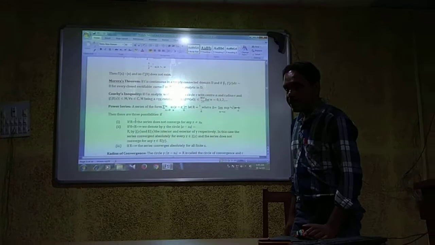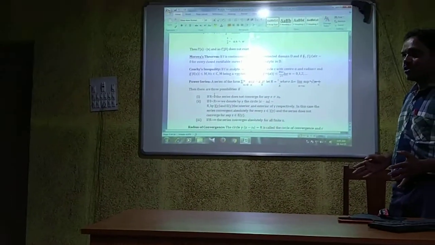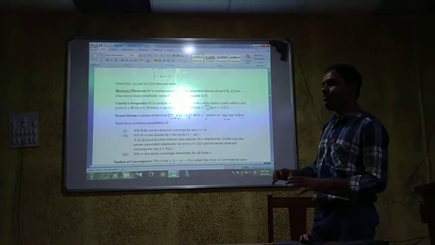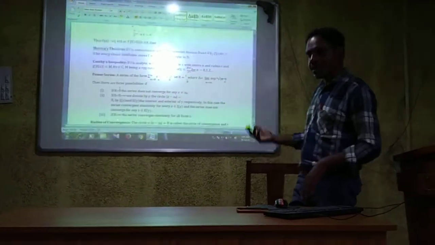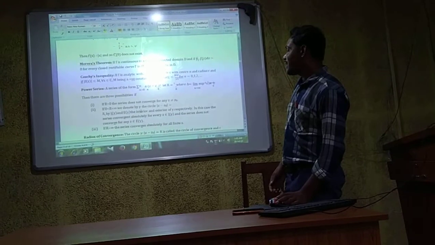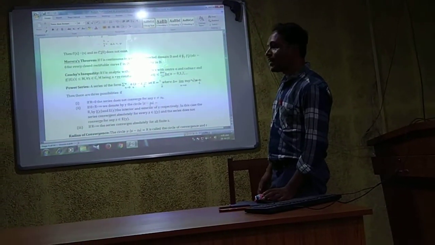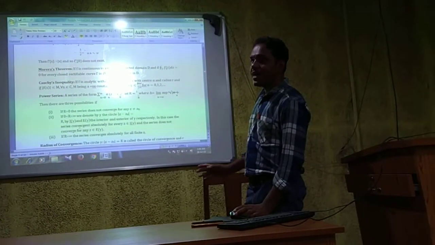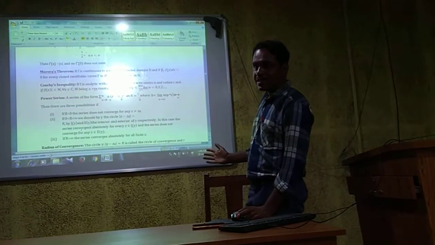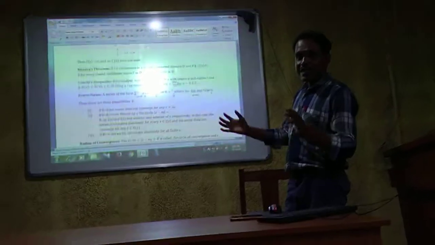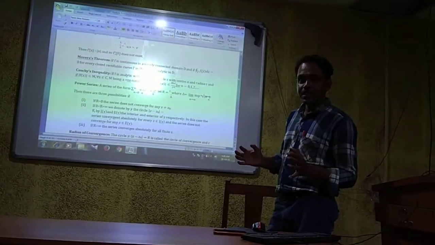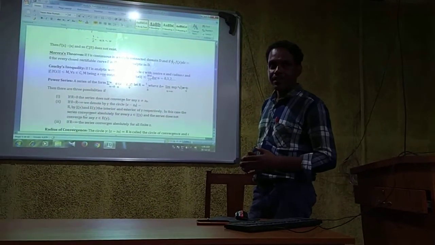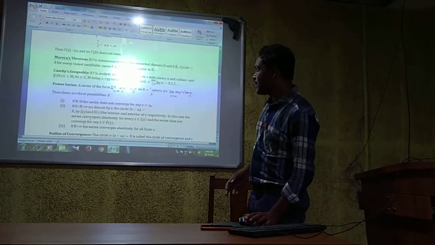If R equal to 0, this series does not converge for z not equal to z0. Okay, if R is any finite number, that is 0 less than R less than infinity, then here is a circle gamma, mod of z minus z0 equal to R. There are two parts, I gamma and E gamma. I gamma means the interior of the circle, E gamma means the exterior of the circle. On the interior of the circle, this series is absolutely convergent, and on the exterior of the circle, the series does not converge. Okay.